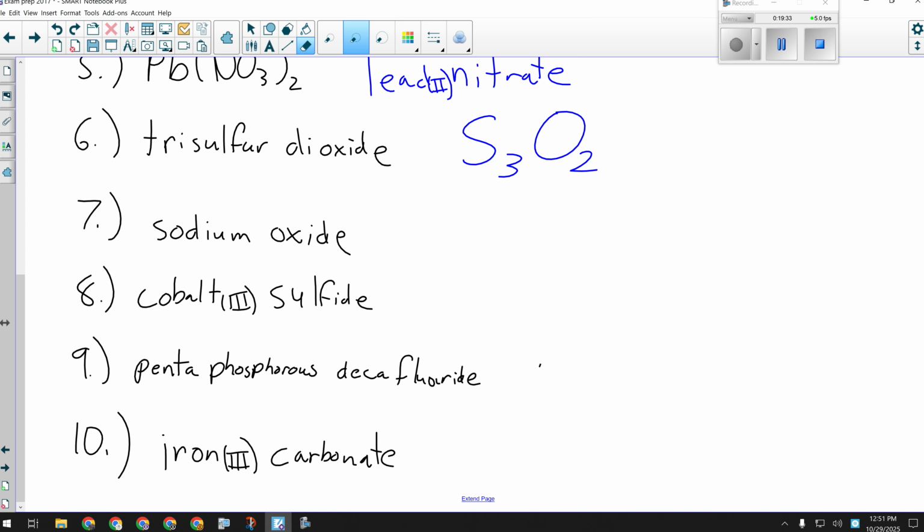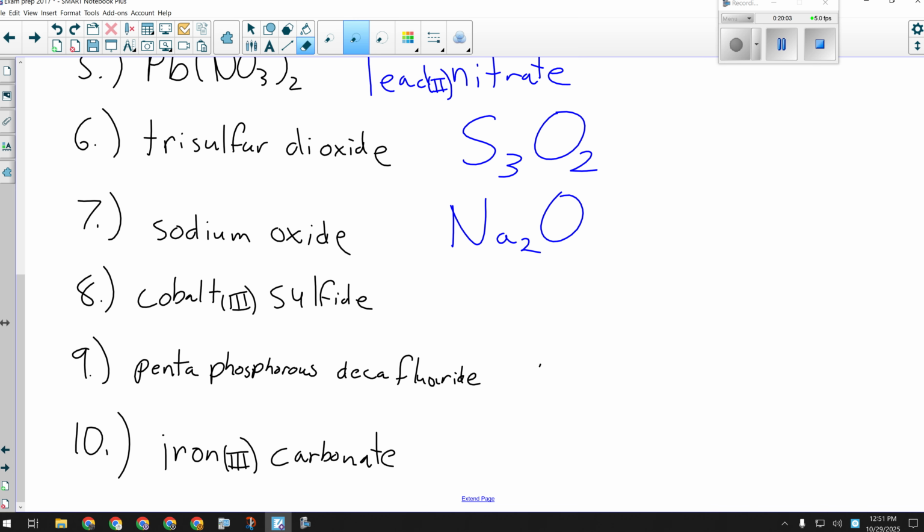Okay, number 7, ionic or molecular? Okay, so when we do ionic ones, we write the symbol for the metal, and we write its charge, sodium's a +1, and we write the formula for the non-metal, and its charge, oxygen's a -2. Okay, then we drop and swap. Do we write ones? No, it's incorrect to write ones. Na2O, done.